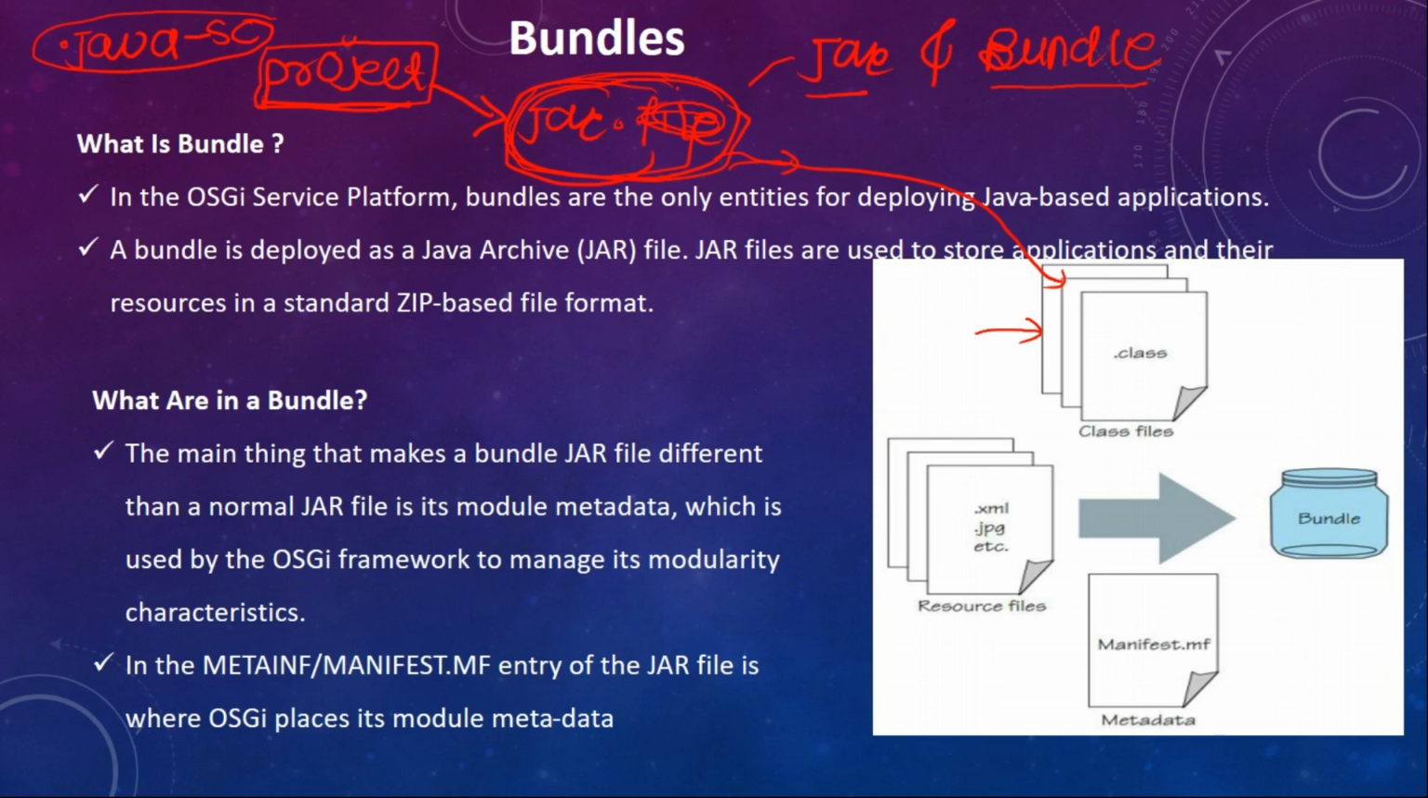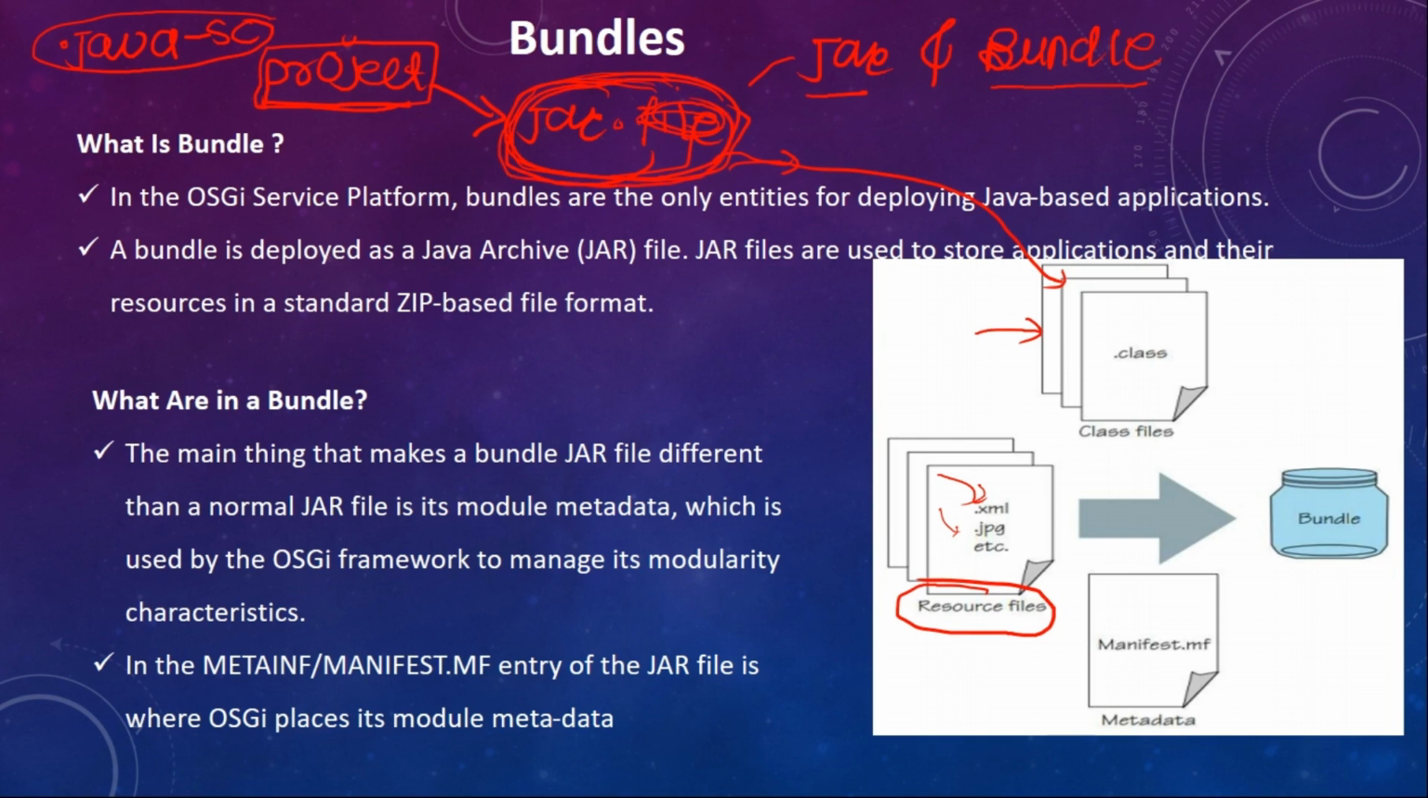Another thing, it will not store only your dot class file, it will store your resources as well. Here we have resources. The resources may be your images, photos, videos, an XML file, JPG file, and etc. I'll show you. After that it has only two things. This is what is present inside your jar file.